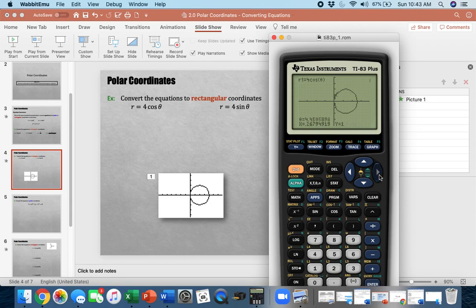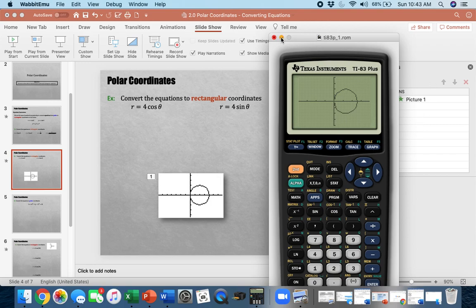Crazy, isn't it? What if I wanted the calculator to only graph one time around the circle? How would you change your window? Bam, right? So polars, you've got to be kind of careful with your thinking and what's going on with these graphs.